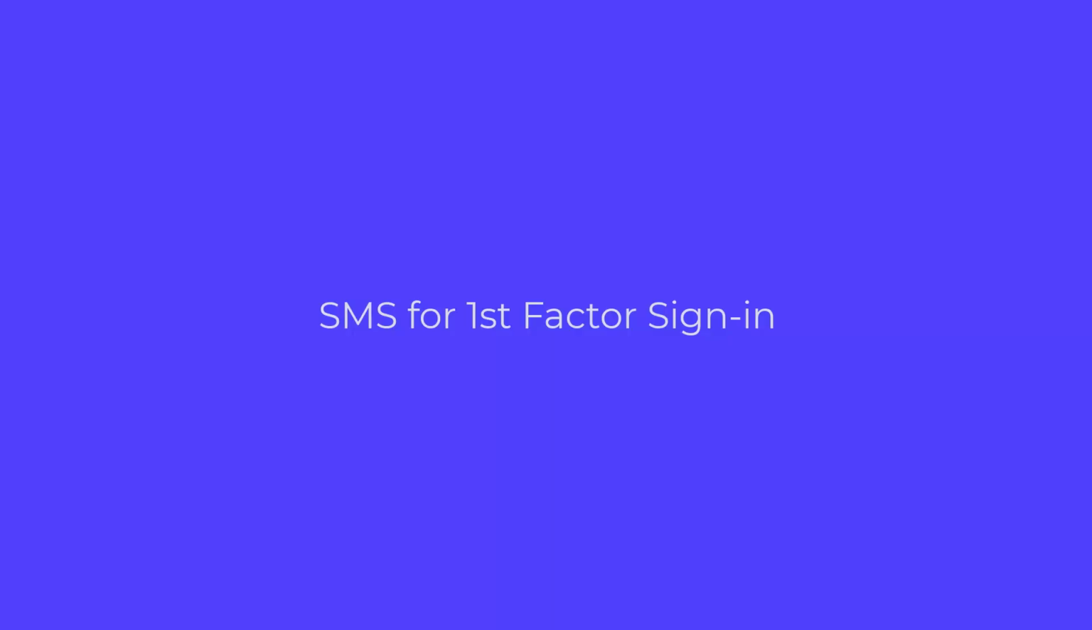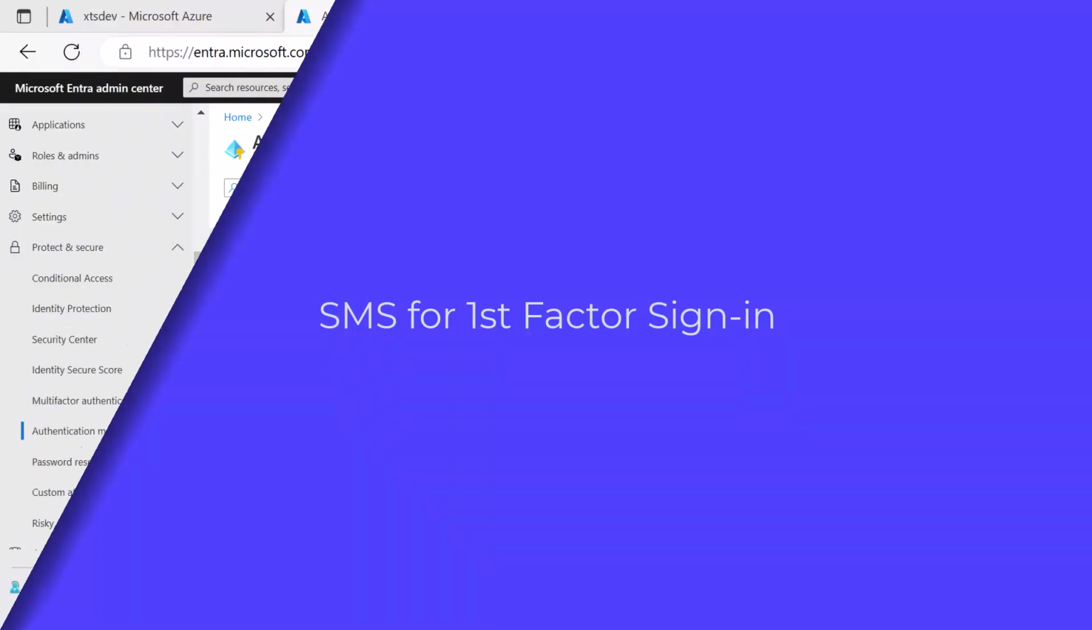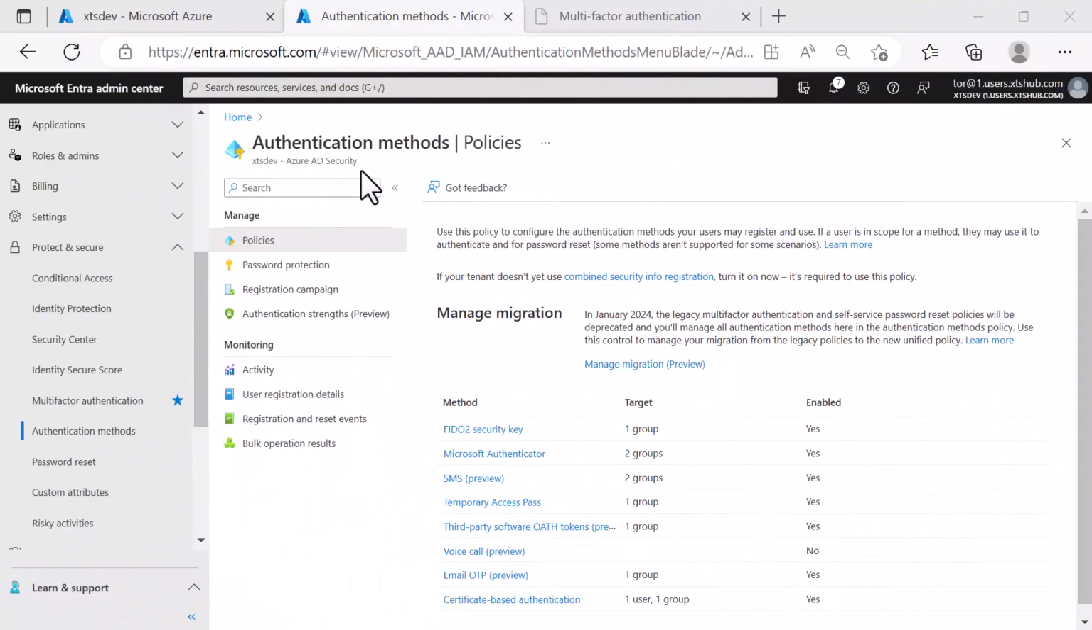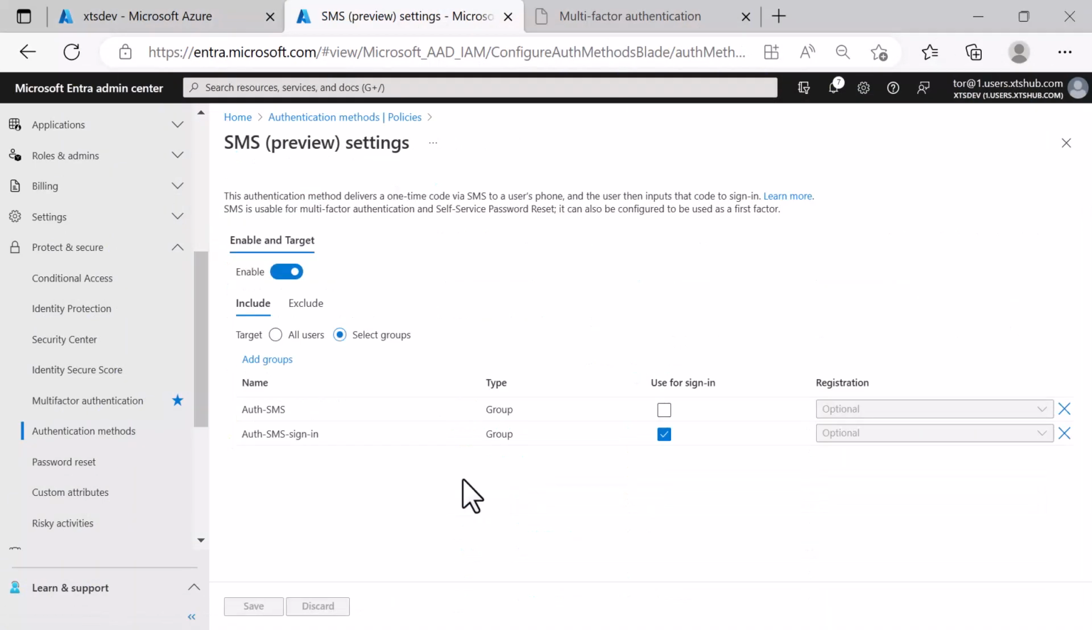Welcome to this section on using SMS for first factor sign-in. So once again, I'm in Authentication Method Policies, and I'm going to go to SMS Preview. And we've got a group which is allowed for sign-in. Now, what we could do is we could actually get a user in that group, and the only user in that group is in fact Maria. We could get her to go and register her phone. But the whole idea of this is she is going to use her phone number and the received SMS to sign in. So she doesn't actually need a username, and she doesn't need to remember a password.